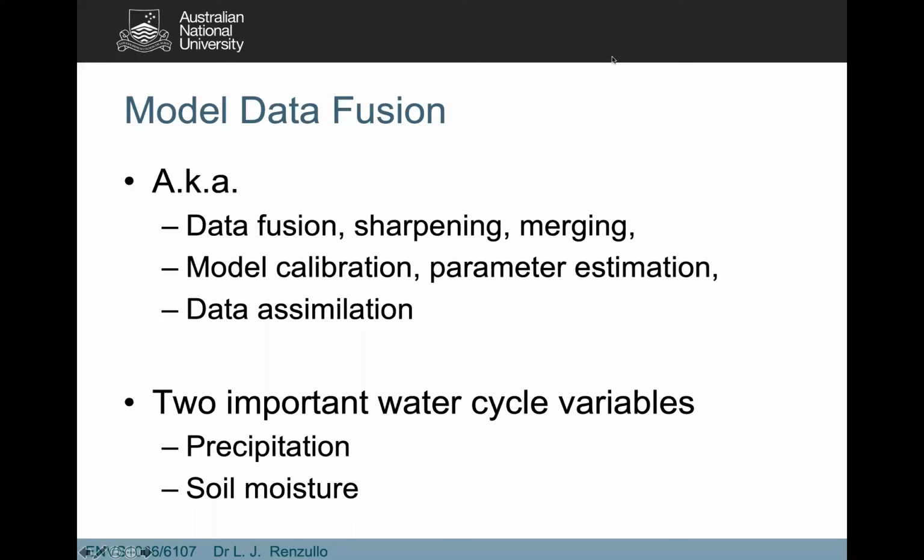So model data fusion, as the term has become known, can encompass a range. We call out things like data fusion, data sharpening, merging or blending, model calibration, parameter estimation, data assimilation. So these are synonyms for data assimilation. And you can build your whole career on trying to come up with ways of merging, combining, assimilating these data to give you the best estimates of the hydrologic cycle. Two key water variables that I've focused my career on are rainfall and precipitation and soil moisture.